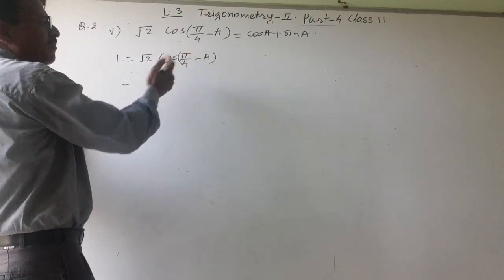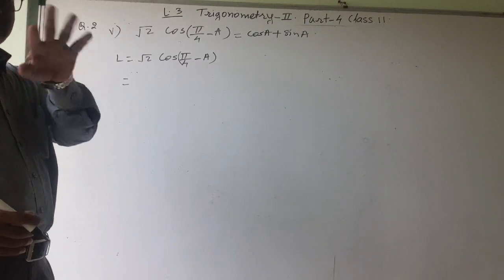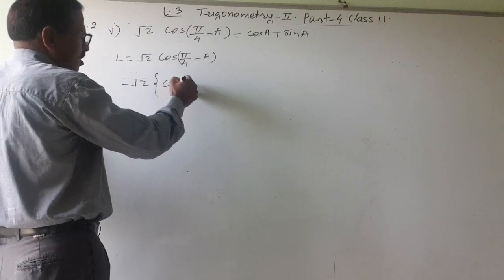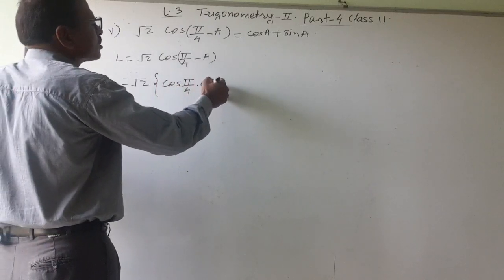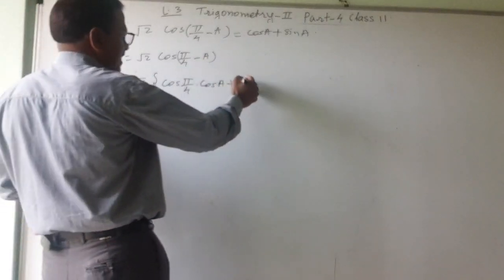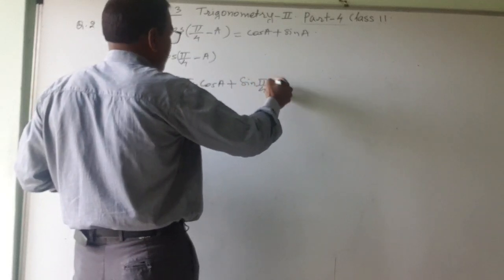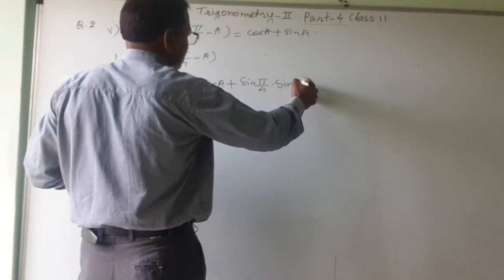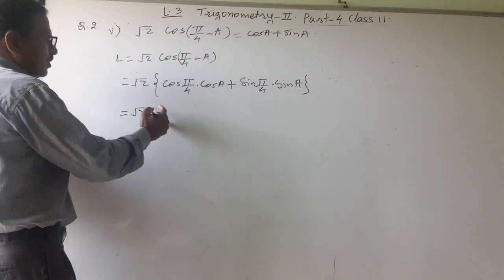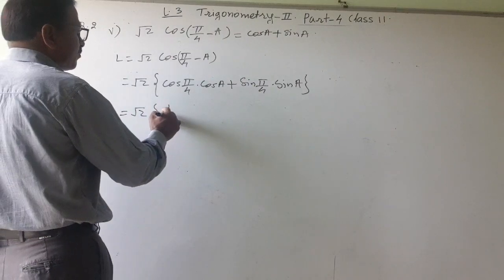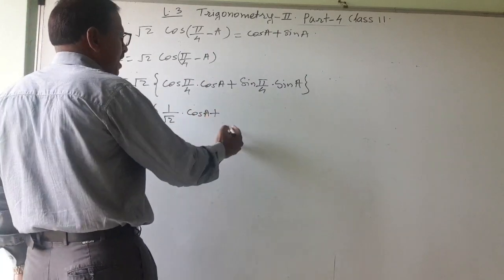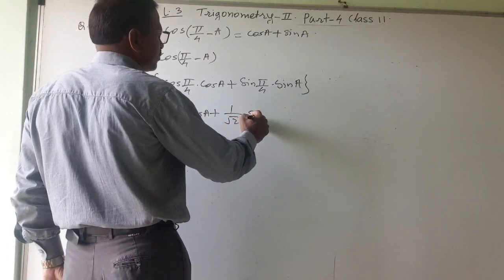What is meant by cos of a minus b? Cos a cos b plus sin a sin b. So root 2 into cos of pi by 4 into cos of a, minus, so it will become plus sin a, means sin pi by 4 into sin a. That is equal to root 2 into cos of pi by 4, which is 1 upon root 2, into cos of a, plus sin of pi by 4, which is 1 upon root 2, into sin of a.